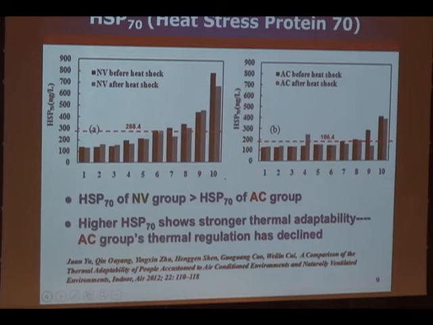And this one is most important, from blood sampling: a heat stress protein, which showed the natural ventilation group has a much higher value than the air conditioning group. That means the higher HSP 70 shows stronger thermal adaptability. That means the air conditioning group's thermal regulation ability has declined because they stayed in a stable environment for too long. This is a publication.